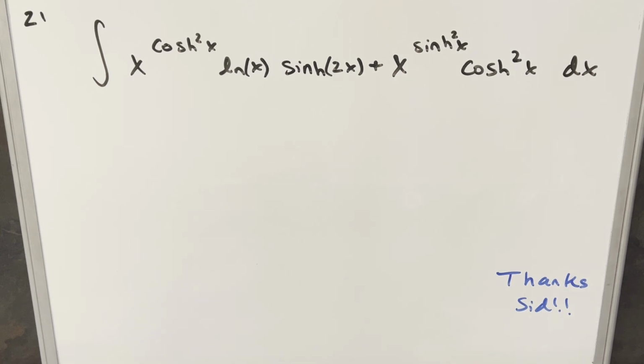Okay, we have here today a tricky integral sent to me by Sid. We've got the integral of x to the cos squared x times natural log x sinh 2x plus x to the sinh squared x cos squared x dx.